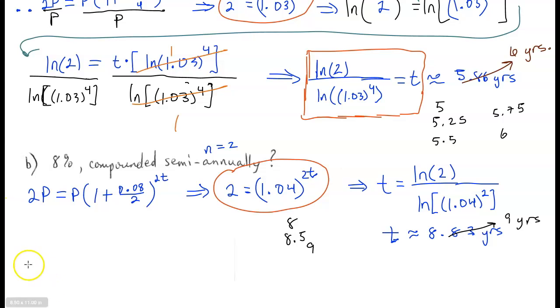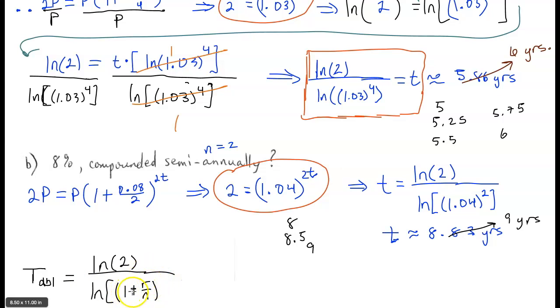All right. So the shortcut here is that if we were talking about the doubling time, and I'm just going to call it t double like this, then we had a situation here where we're given the number of times that the investment is going to compound per year and the interest rate, we could simply say this is going to be natural log of 2 over natural log of 1 plus r divided by n. And of course, this 1 plus r divided by n would be raised to the n, and all that would be inside of the logarithm in the denominator.